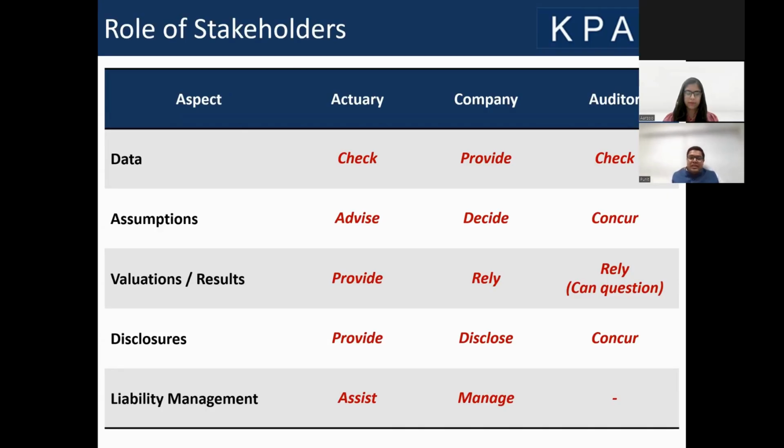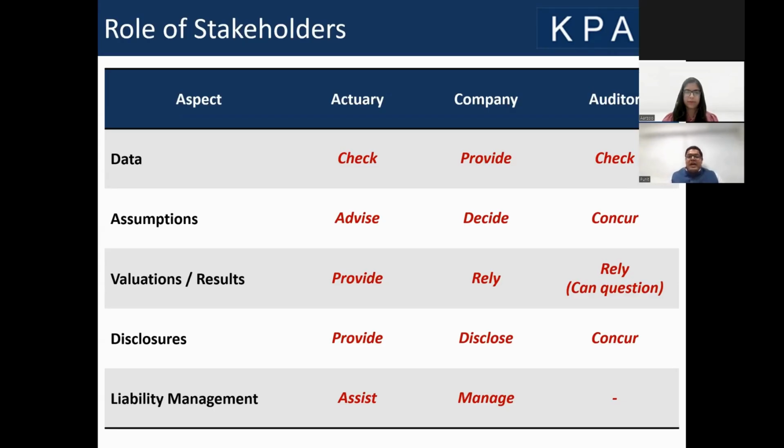The first one is the data. Data is provided by the company, and actuary and auditors perform the checks on the data to ensure it is accurate, reasonable, and consistent with the previous years. The second aspect is the assumptions. The role of an actuary is to assist the company in setting up the assumptions. However, the company needs to confirm and finally decide the assumptions to be considered for the valuations, and the auditor does concur on that.